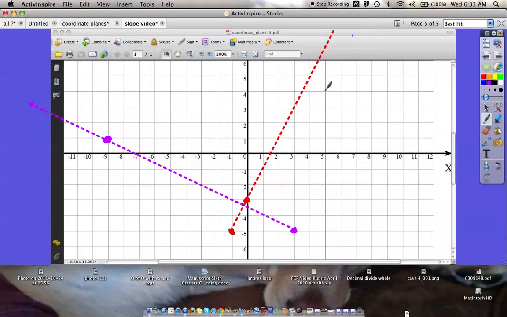So what I want you to do is take these two different lines, the red one and the purple one. I want you to find the slopes of each. Make sure you identify whether they're negative or positive. Pause the video, try it, and then come back and see how you did.